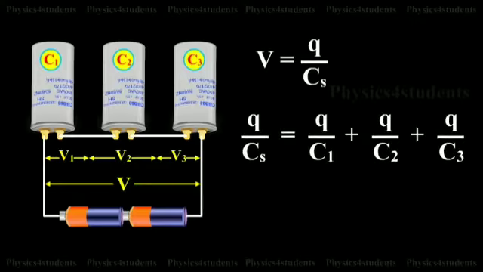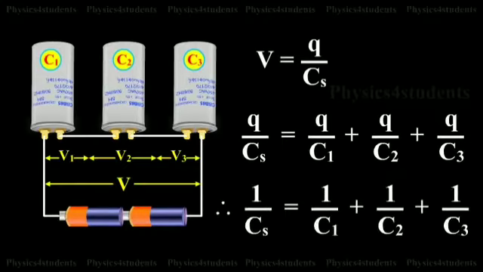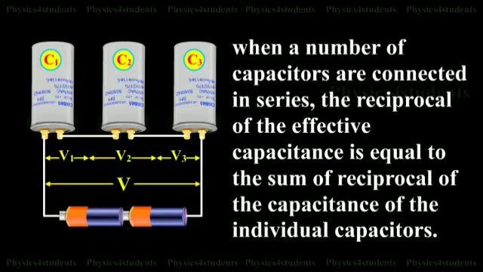So V is equal to Q by C series, which is equal to Q by C1 plus Q by C2 plus Q by C3. So 1 by C series is equal to 1 by C1 plus 1 by C2 plus 1 by C3. When a number of capacitors are connected in series, the reciprocal of the effective capacitance is equal to the sum of reciprocals of the capacitances of the individual capacitors.